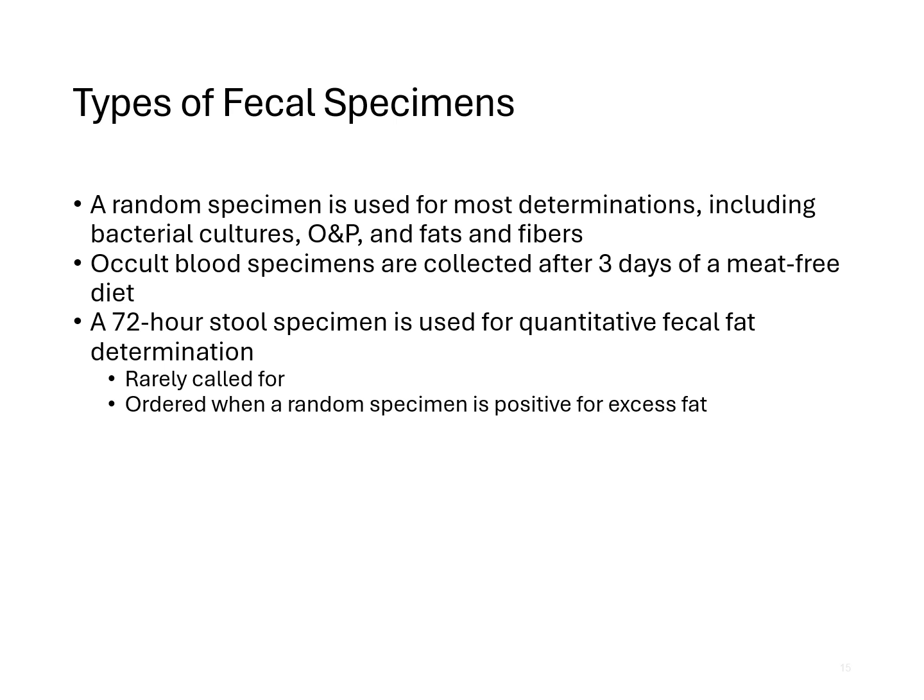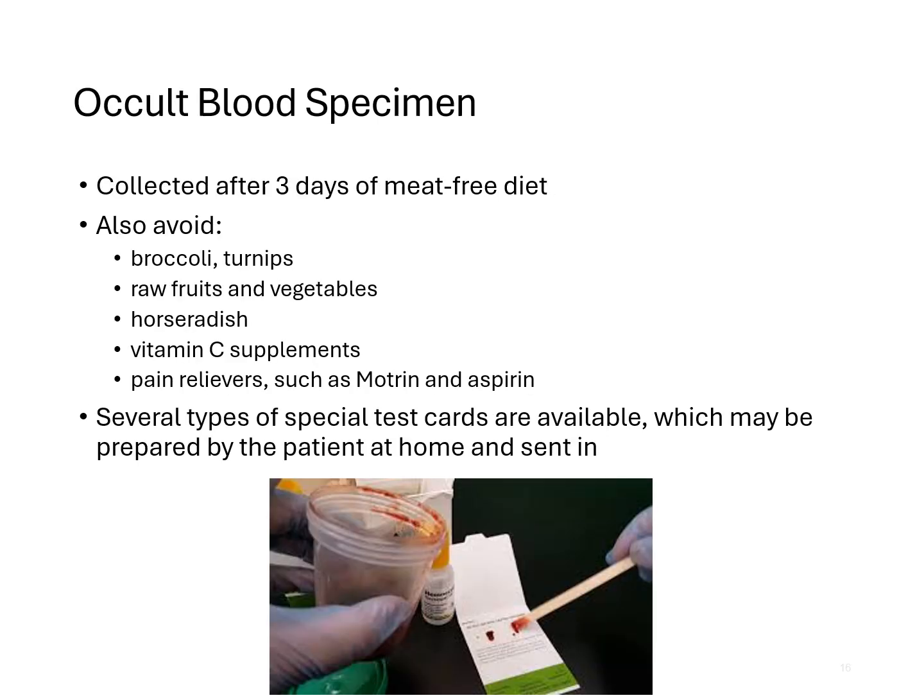There are different types of fecal specimens. There's a random specimen, which is used for most things that we would need stool for. That would be bacterial cultures, O and P, looking for fats and fibers. There is that occult blood, like I mentioned earlier. These specimens are collected after 3 days of a meat-free diet, because if they have meat during that time frame, it can actually give us a false positive result. A 72-hour stool specimen is used to look for the quantitative fecal fat determination. We don't do this very often, but it can be ordered when a random specimen is positive for excess fat.